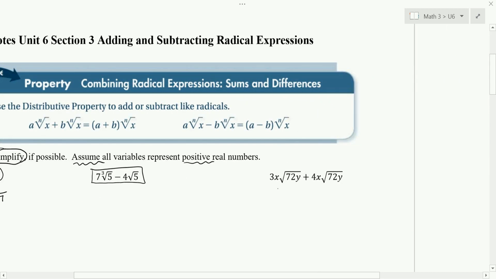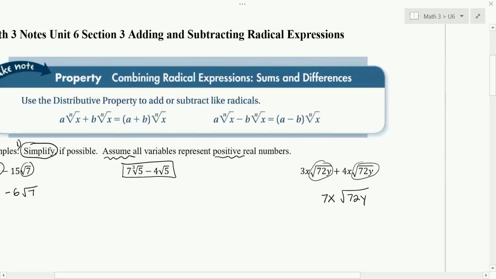This third example, 3x square root 72y plus 4x square root 72y. They both have square root of 72y. So we can add the coefficients, the 3x plus the 4x, which is 7x square root 72y. Part of the instructions, the simplifying, is not only to add or subtract, but if you can simplify that radical further, go ahead and do that.